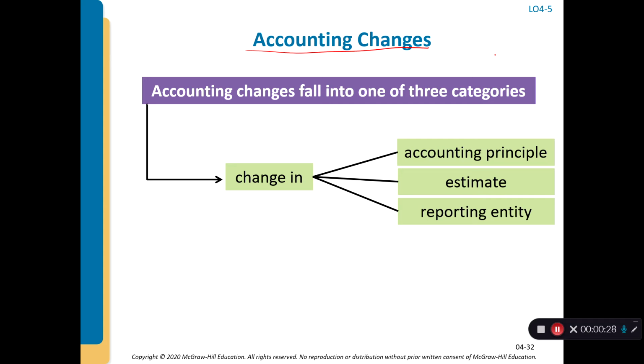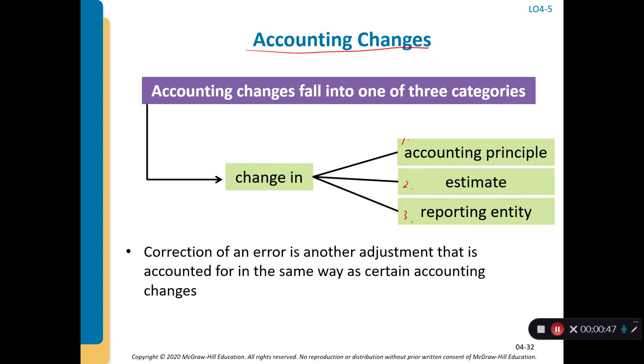So basically, first of all, accounting changes fall into three categories, right? The first category is a change in accounting principle, the second is a change in estimation, and the third is a change in reporting entity. And one thing I want you guys to notice is that correction of an error is another adjustment that is accounted for in the same way as certain accounting changes.